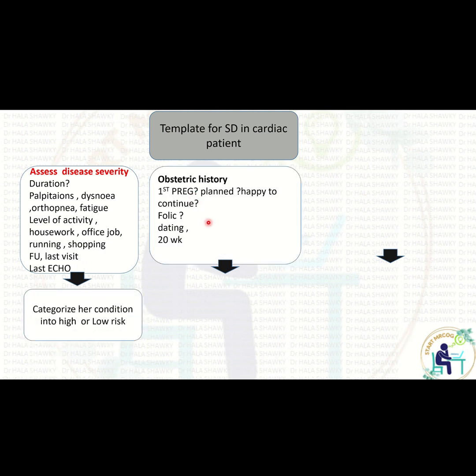We need to ask about obstetric history of current and previous pregnancy, including if it is first pregnancy, was it planned, if she's happy to continue, and what about the result, any complication like results of the booking bloods, dating scan, 20-week scan, in order to know if she has any complication in the current pregnancy. And this patient will need history. This history should include both current and previous pregnancies.